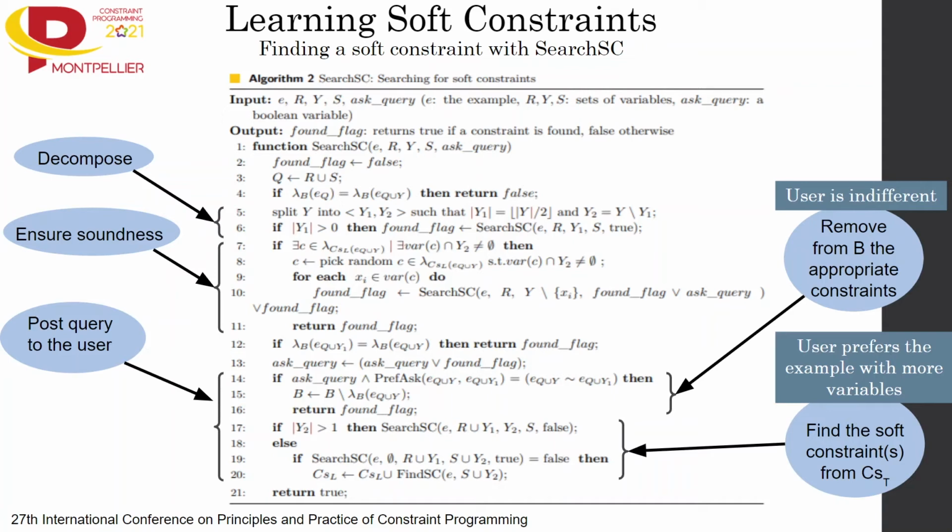Importantly, if the user indicates that she prefers the example with the more assignments, then the algorithm does some more recursive calls in order to focus on searching on the set of variables that, based on the answer of the user, includes at least one variable of the scope of a soft constraint, satisfying more preferences of the problem that she has in mind.